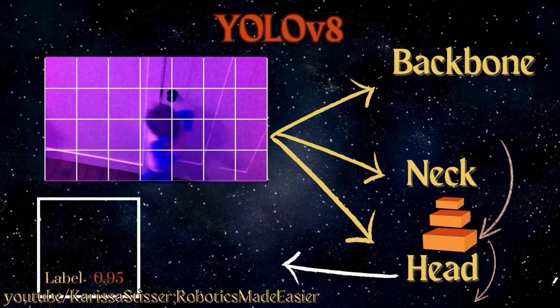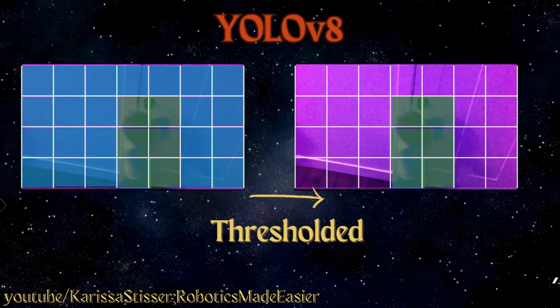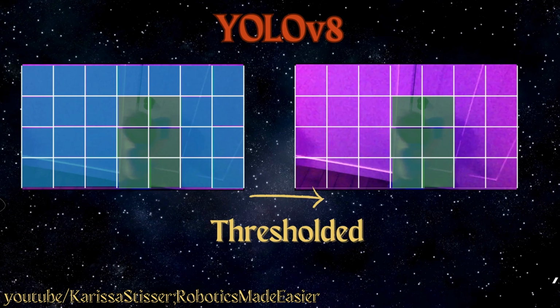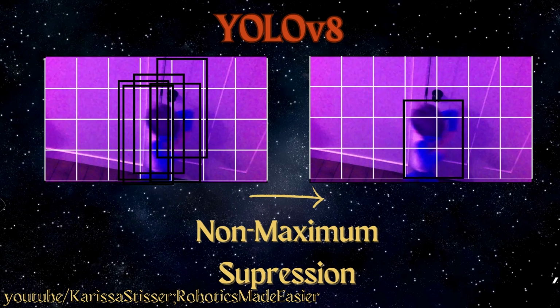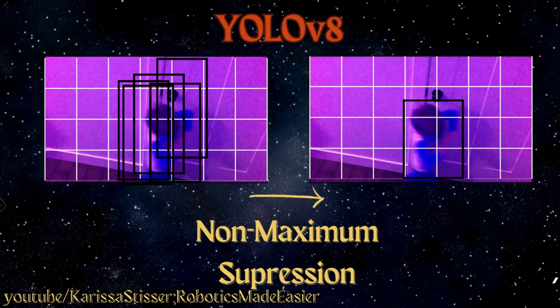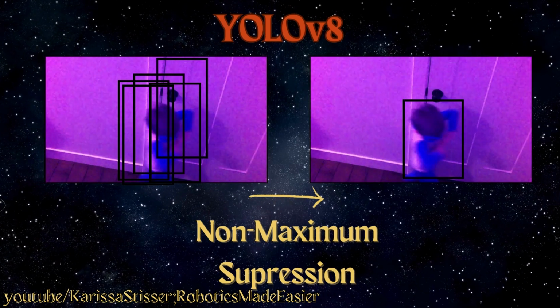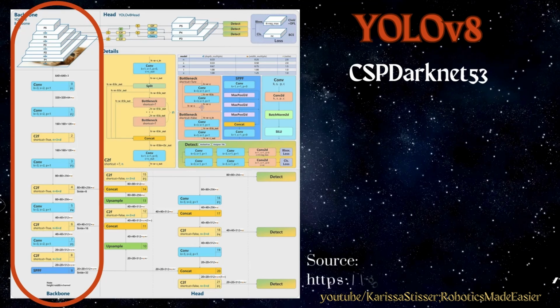We'll first have a probability confidence for which class is most likely in each grid cell, which is thresholded. Then we may detect multiple bounding boxes, so non-maximum suppression is performed to ensure that we have the best bounding box for each object. Let's dive just a little bit deeper into the model.